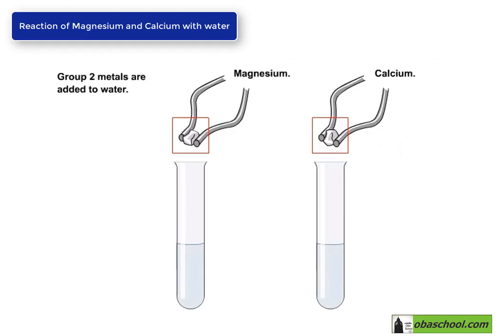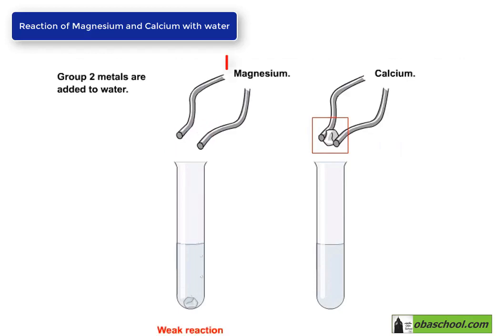So we'll explore the reactions of magnesium and calcium with water. Let's start with magnesium. Magnesium reacts only very slowly with water. It takes actually a few days to collect a test tube of the hydrogen gas given off. And you see this hydrogen gas being given off as bubbles.